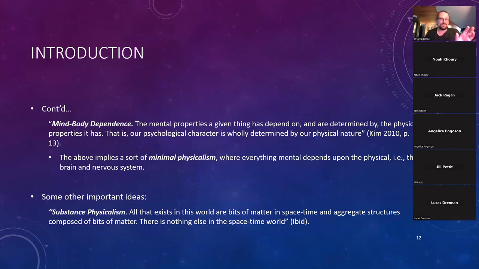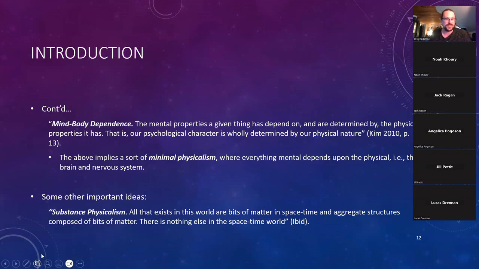So that's minimal physicalism. And a stronger formulation would be substance physicalism, which is the idea, as Kim says here, that all that exists in this world are bits of matter in space-time and aggregate structures composed of bits of matter. There is nothing else in the space-time world. So the only kind of substance that exists is physical. There might be non-physical properties, moral, aesthetic, mental. Yeah, that's fine. There would certainly be physical properties, but as far as substance goes, it's just physical substance. Nothing else exists.